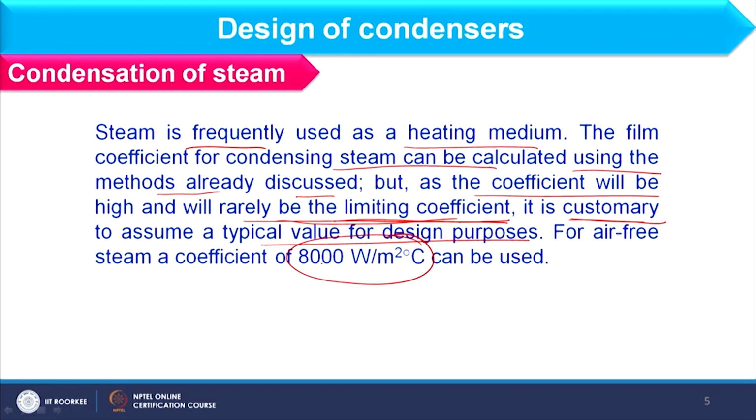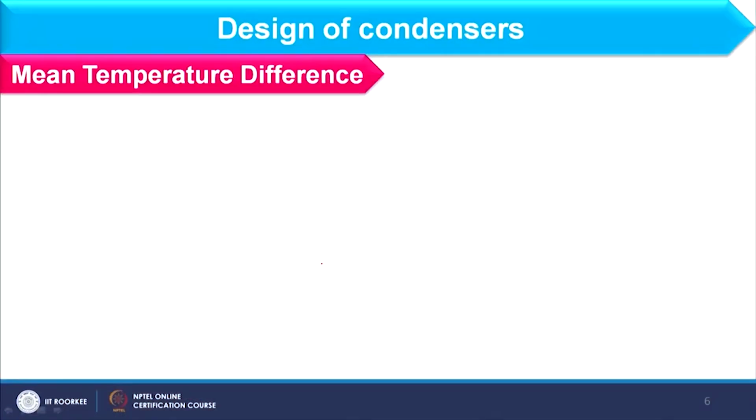So, you should keep in mind what you are considering as a feed, whether it is vapor or steam, and accordingly you have to choose the coefficient value. And now we will focus on mean temperature difference, because when you are going to design a condenser, you have to calculate the heat transfer coefficient, you need the mean temperature difference, and then only you can find out the area. As far as mean temperature difference is concerned, we have different points over here.